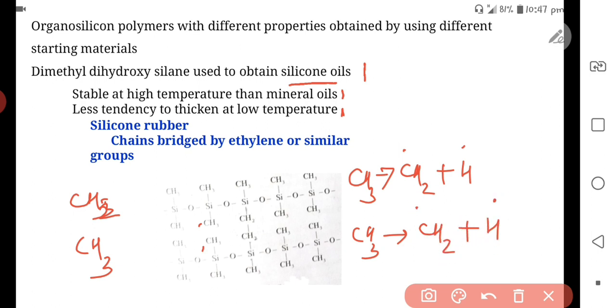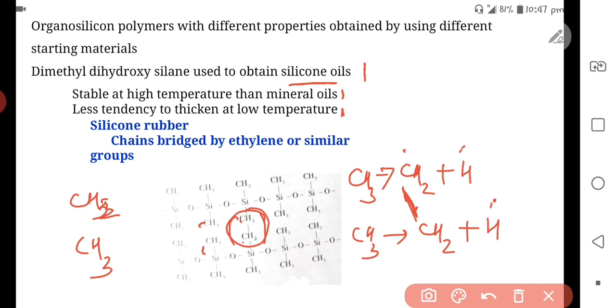This happens only in the presence of a free radical initiator. So here also this CH3 is converted to a CH2 radical plus a hydrogen radical, and here also this CH3 is converted to a CH2 radical plus an H radical. Next, these two radicals combine together to form a bond. Here we see one CH2 and one CH2 bonded. So two silicon chains are connected together by an ethylene group. Then this compound is called a silicone rubber.